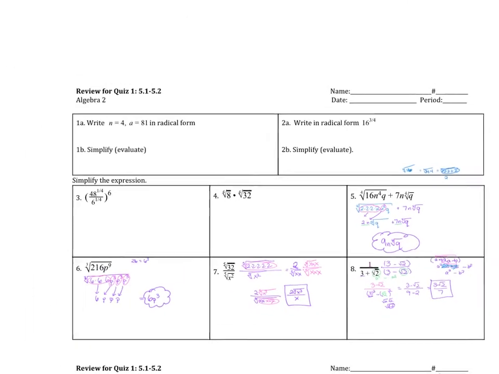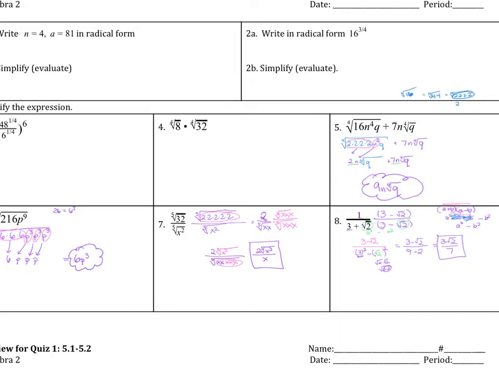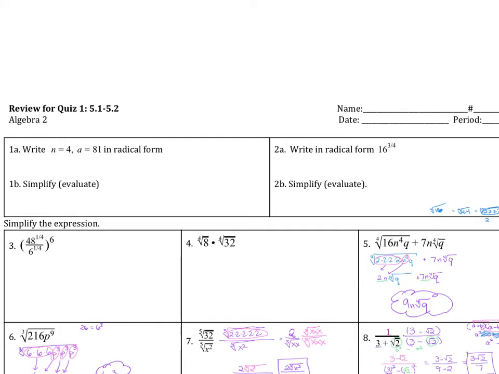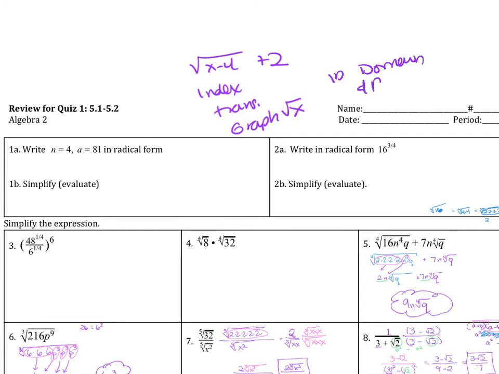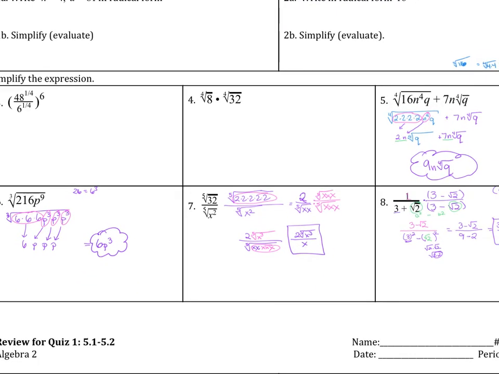Okay, so those are the topics that are on the quiz. The other thing you want to take a look at is the graphing we did in class. The example we did in class was square root of x minus 4 plus 2. So identifying the index, the transformation, graphing the parent of square root of x, and also identifying domain and range. And then the other piece is writing a transformed radical function, which we did in class.